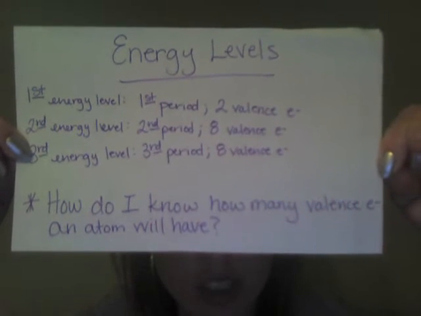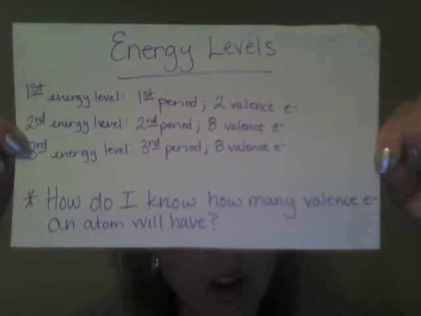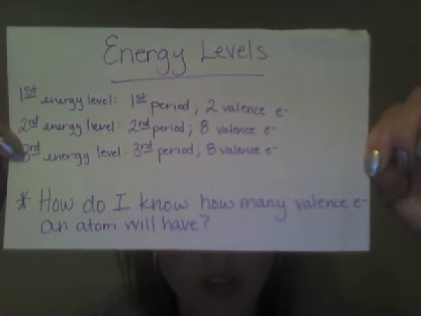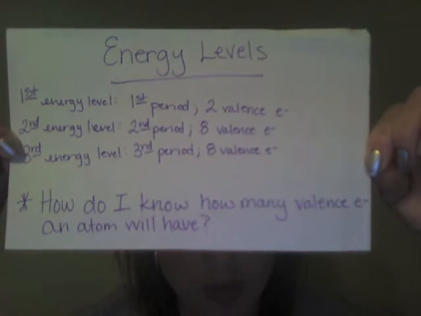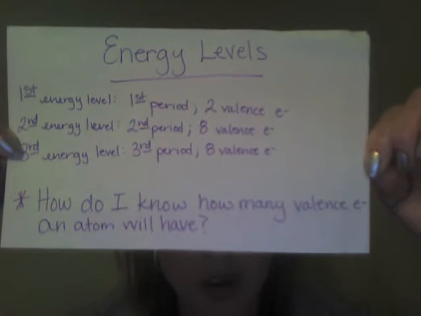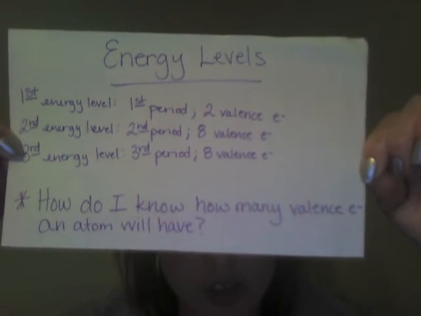The second energy level refers to the second period on the periodic table. There are 8 elements in that second period, which means there can only be a total of 8 valence electrons in the second period. And then the third energy level represents the third period, and it can only have a total of 8 valence electrons in it as well.